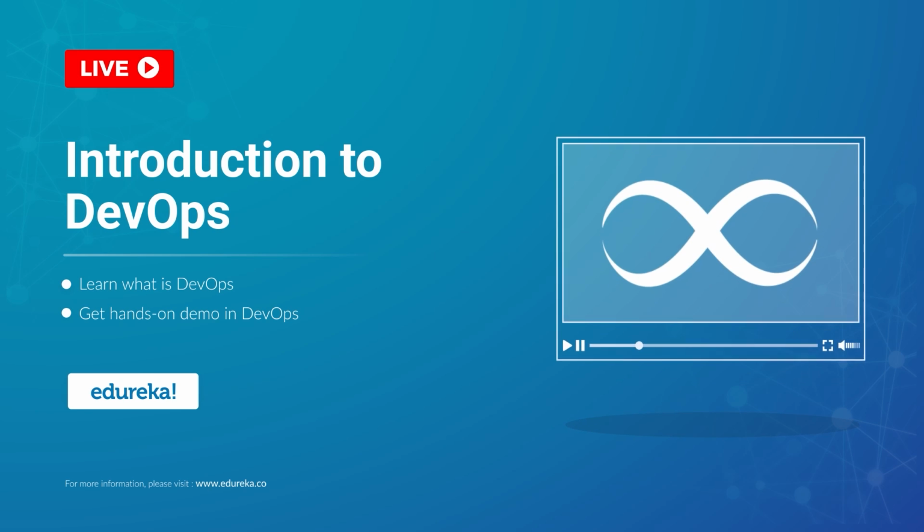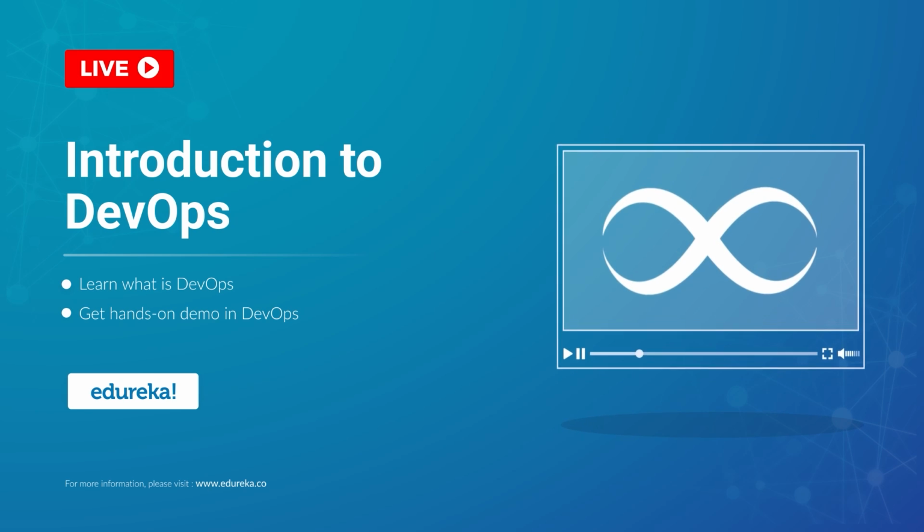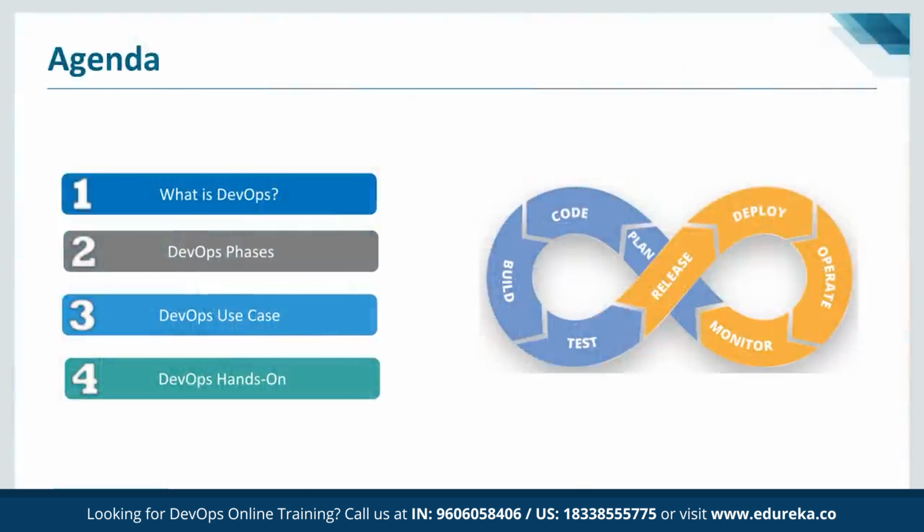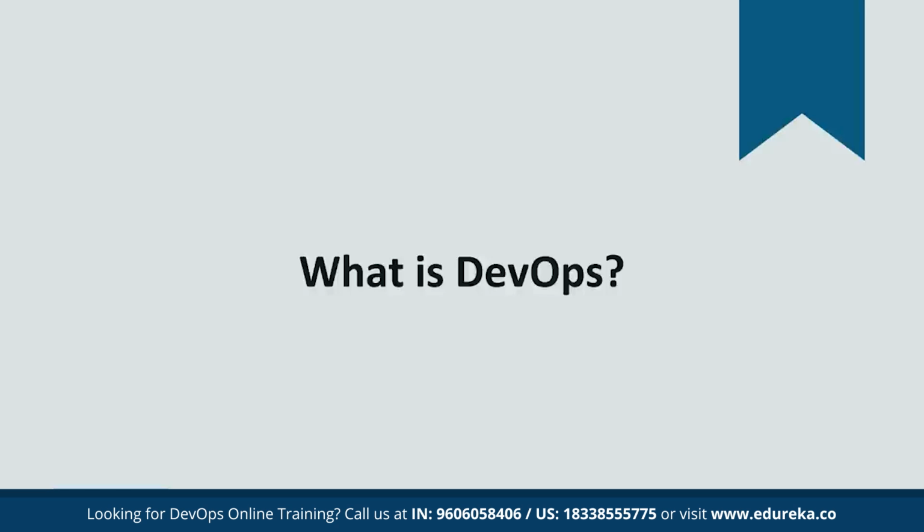So without any further ado, let us move forward and have a look at the agenda for today. So this is what we'll be discussing today. We'll begin by understanding what exactly is DevOps and how it works. We'll also look at various DevOps phases and what are the various DevOps tools available in the market. After that, we'll focus on a couple of use cases of DevOps, how it can be implemented in real life. And then finally, in the hands-on part, I'll show you how you can prepare a build pipeline using Jenkins. So let's move forward, guys, and understand what is DevOps.